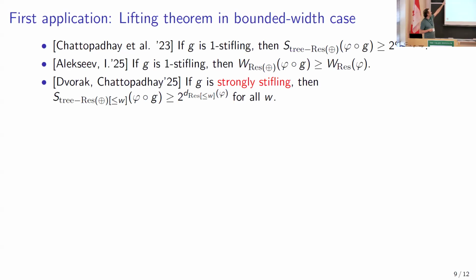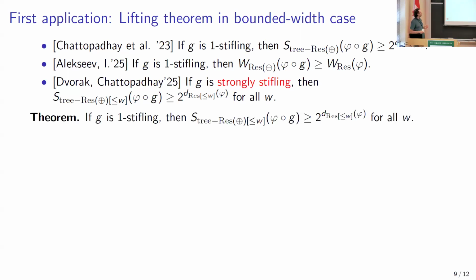Here in the left-hand side, we consider tree-like resolution of parity refutation of width at most W, and here we consider resolution refutation of width at most W. But it was proved only for strongly stifling gadgets, and this result was used to prove supercritical trade-off. Using our technique, we are able to prove it for the whole class of stifling gadgets.